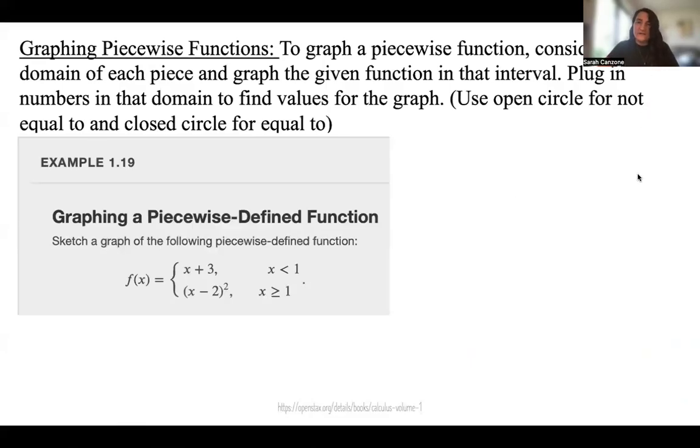We also have this idea of a piecewise function. When we're looking to graph a piecewise function, we need to look at each of the pieces, and we need to graph those pieces only in the domain that they give us. So we'll plug in values from the domain into our function, plot those, and then connect them in the general shape of the graph that we would know. For example, x plus 3 we know is a line, so we would connect it as a line. x minus 2 squared is a parabola, so we'll try to connect it vaguely like a U.